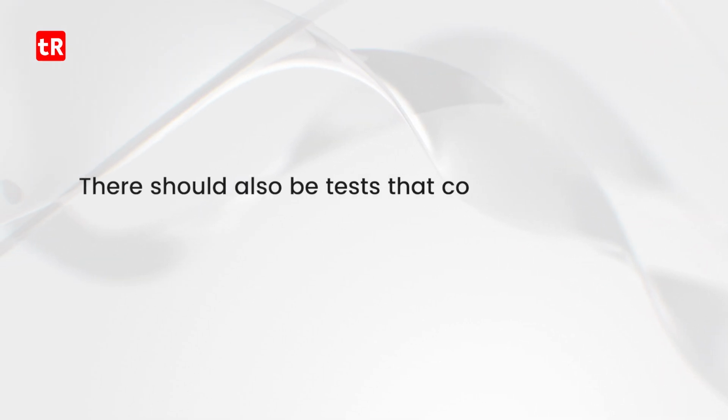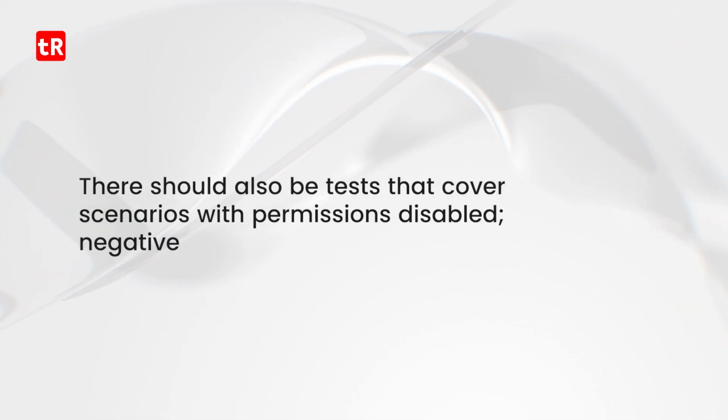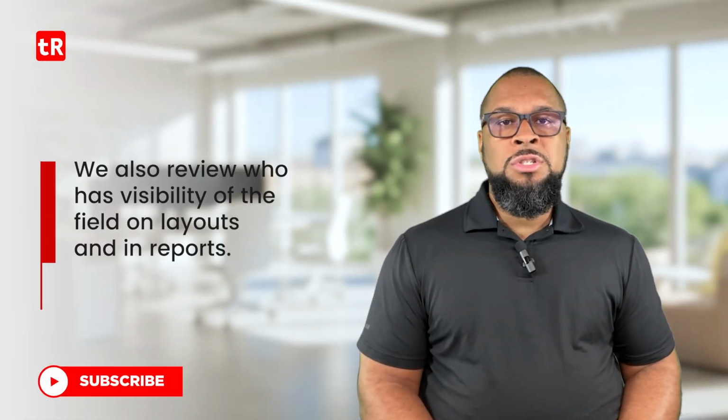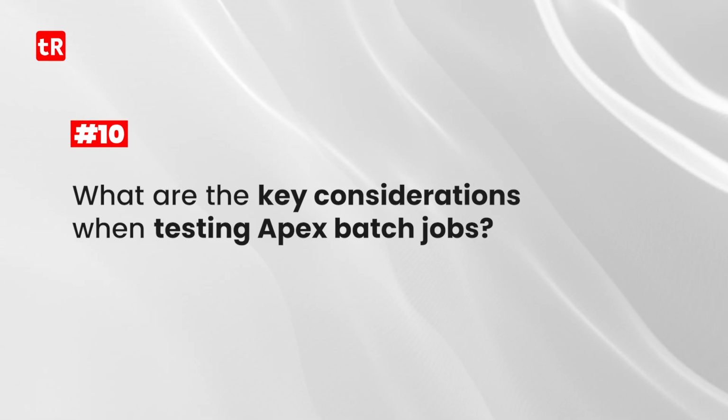There should also be tests that cover scenarios with permissions disabled, negative tests. We also review who has visibility of a field on layouts and in reports. Now, question 10 covers application automation through batch. What are the key considerations when testing Apex batch jobs?